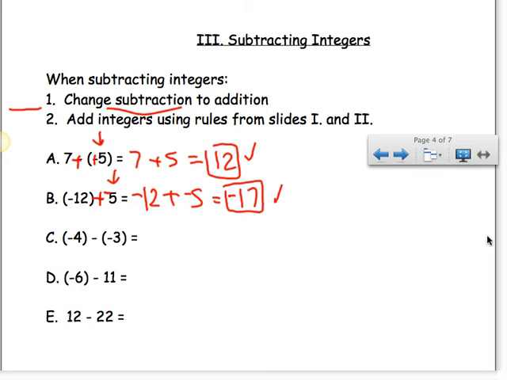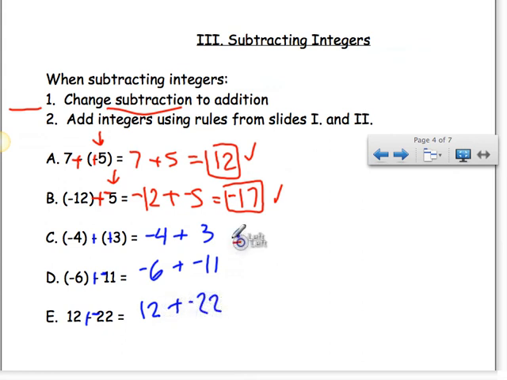Okay, you've tried C, D, and E. Now it's time to check your answer. First, I'm going to show you how you should have killed subtraction. This should have been negative 4 plus positive 3, and D should have been negative 6 plus negative 11, and then E should have been 12 plus negative 22. So a good habit is to make sure always rewriting them. Negative 4 plus 3, negative 6 plus negative 11, and 12 plus negative 22.